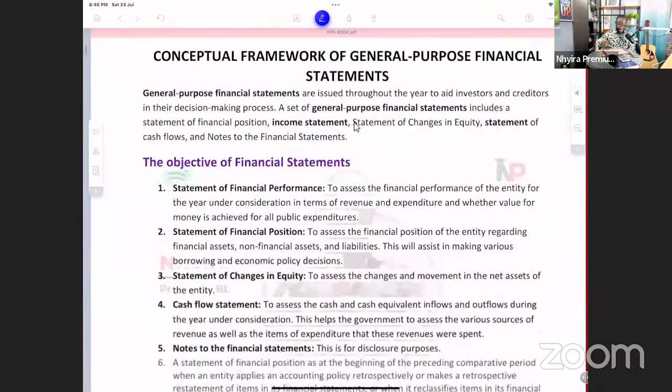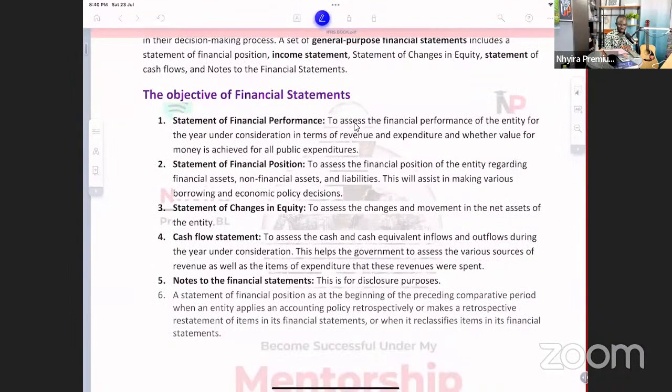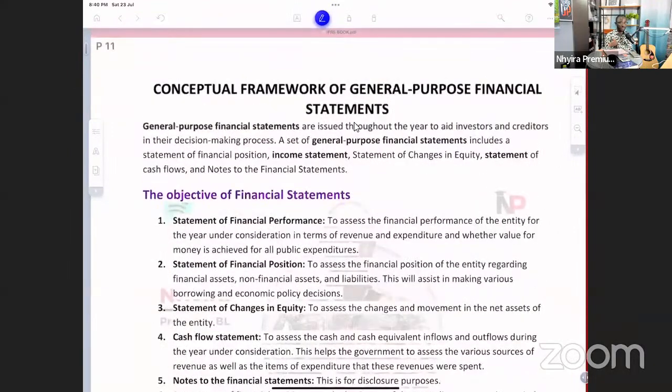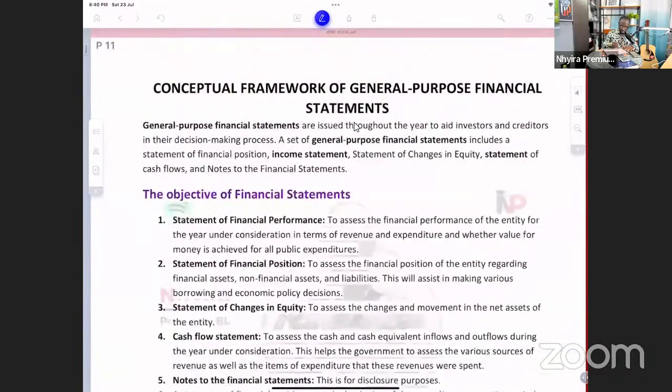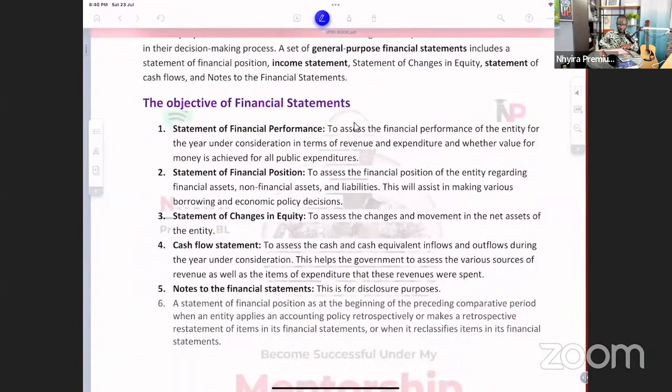I'm sensitive to touching. Okay, so the issue about conceptual framework has to do with a couple of things that we need to take into consideration. Number one is the objectives of financial statements. That is the first thing about the conceptual framework. Those of you with my book on financial reporting, that's on page 10. The first thing is objectives of financial statements. So what are the objectives of the various financial statements?